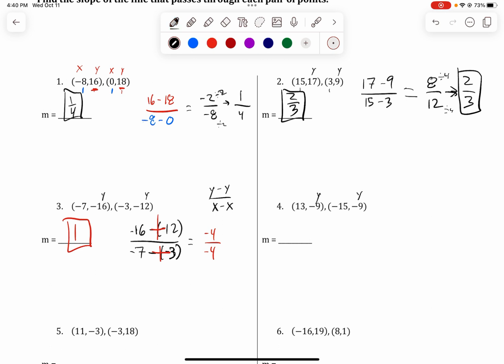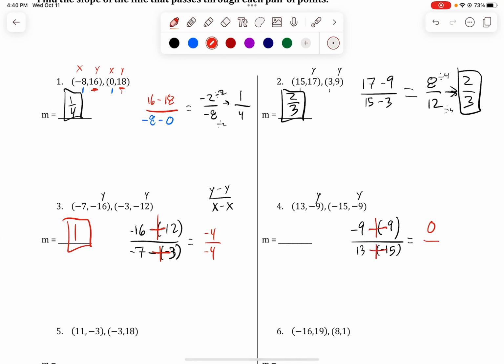Y. All right, so you have -9 minus -9. And then on the bottom the x's, 13 minus -15. Nice. I see a double negative here again. I'm going to add them. So it's 0, -9 plus 9 is 0. And then the same thing here, double negative.